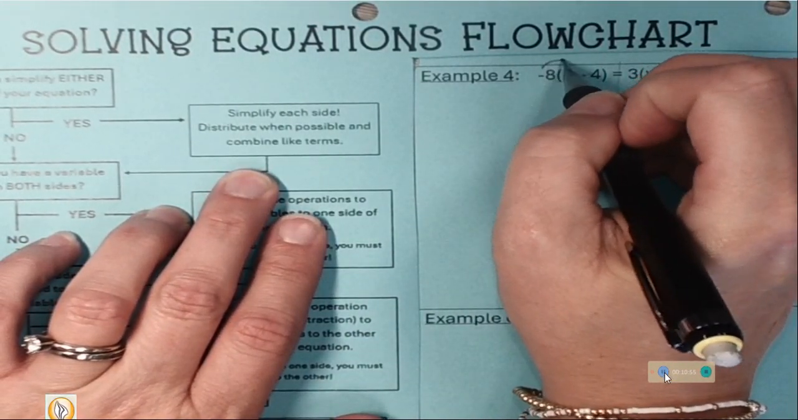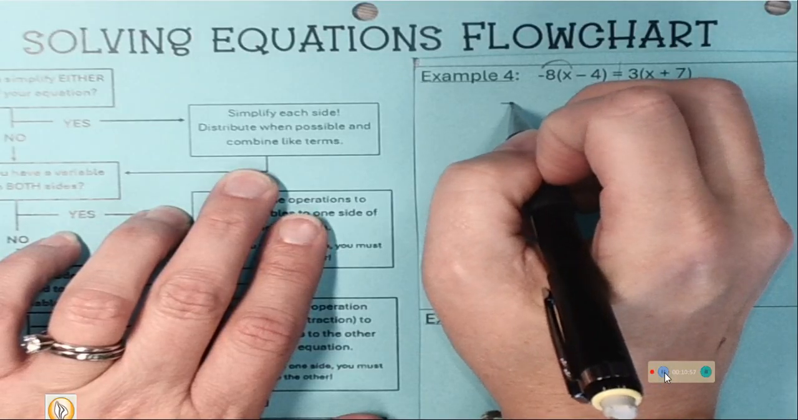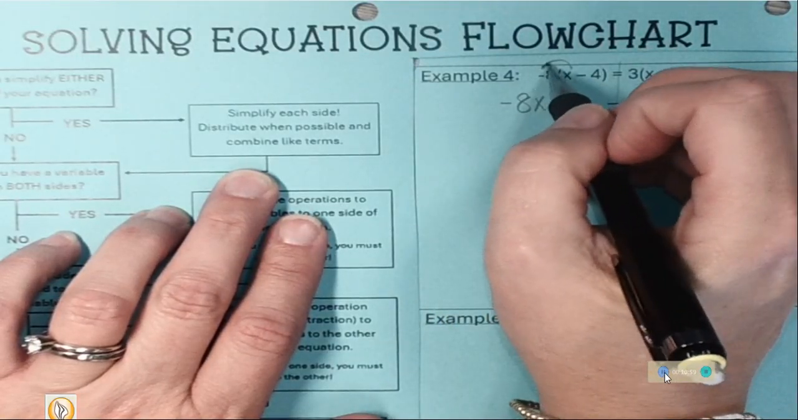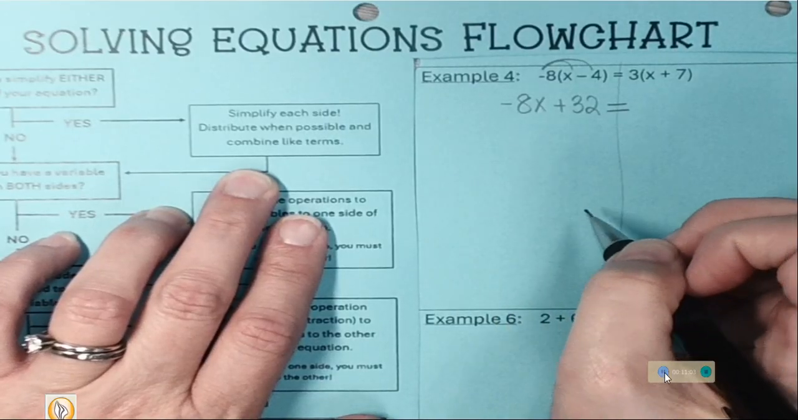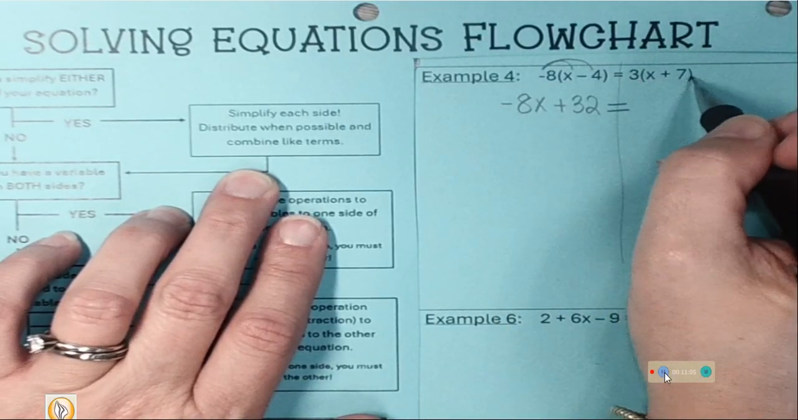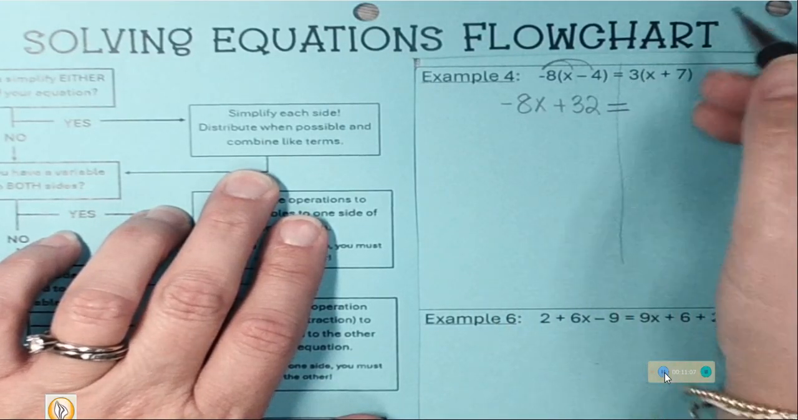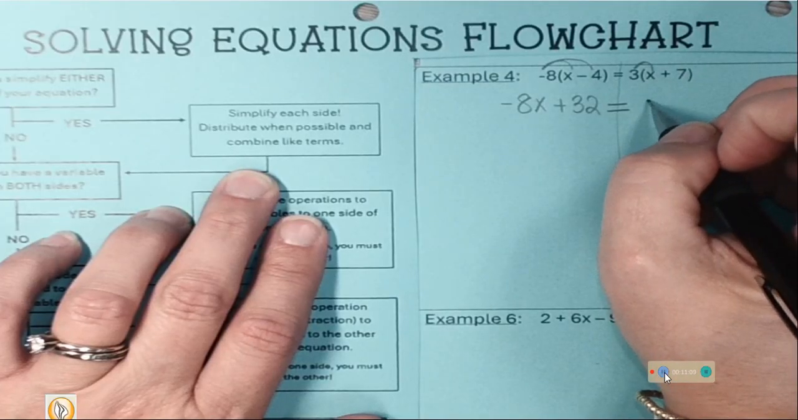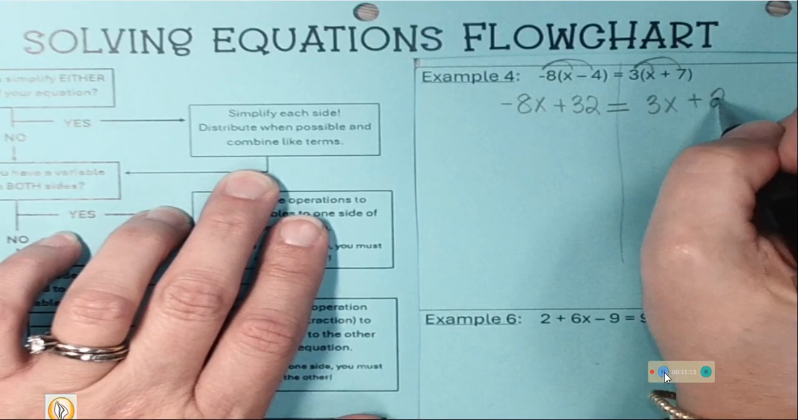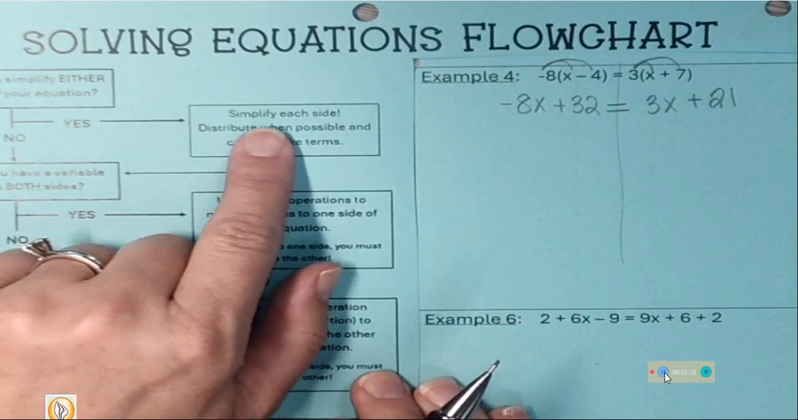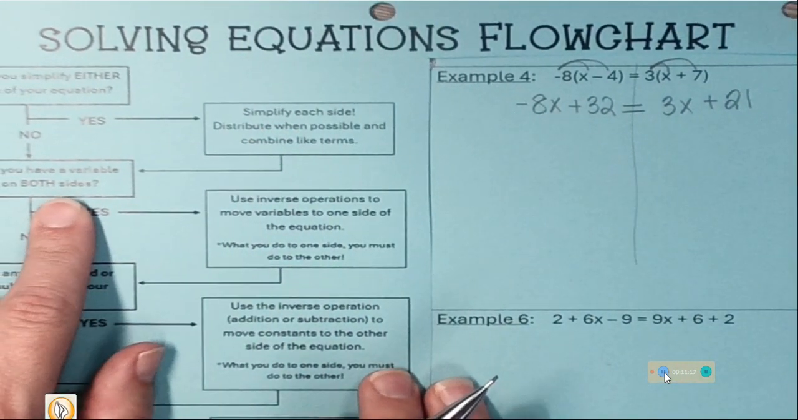What is negative 8 times x? Negative 8x. What's negative 8 times negative 4? Positive 32. Okay? Is there anything I need to do on the right side? Distribute the 3. What's 3 times x? And what is 3 times 7? 21. Okay? So, we did what we had to do.